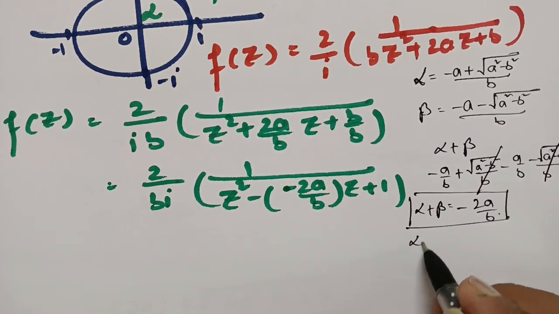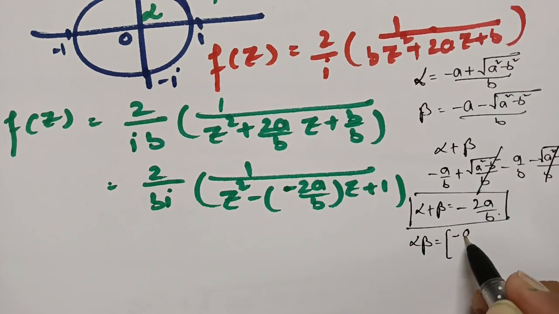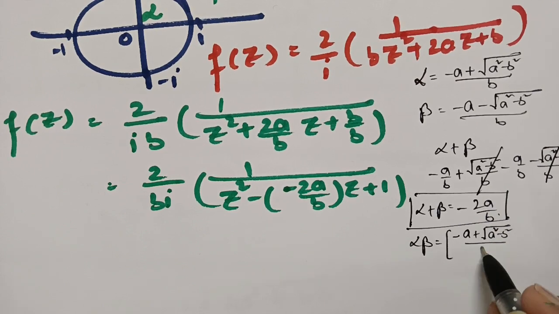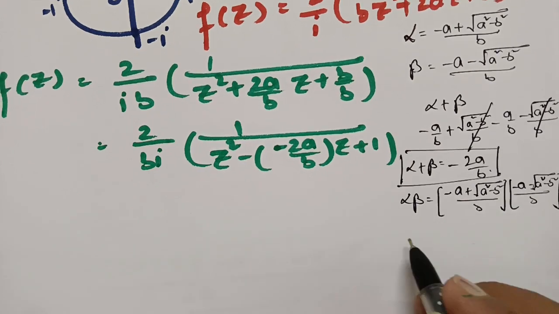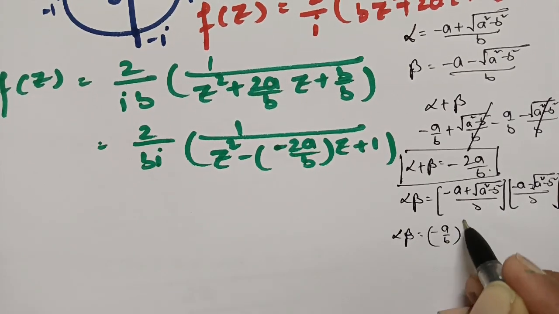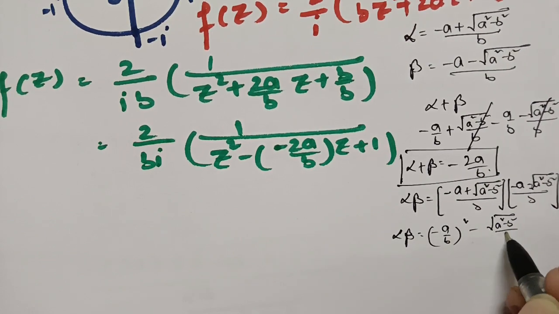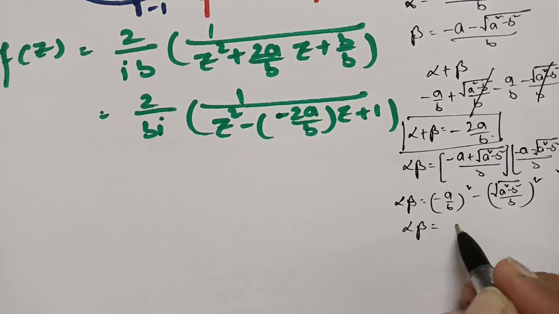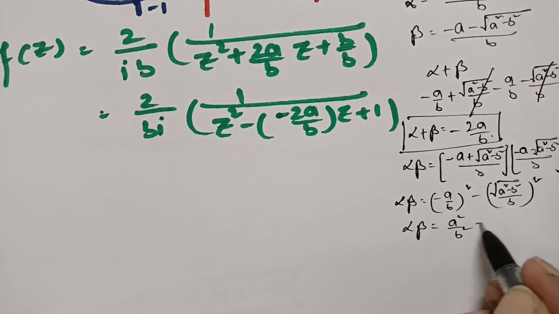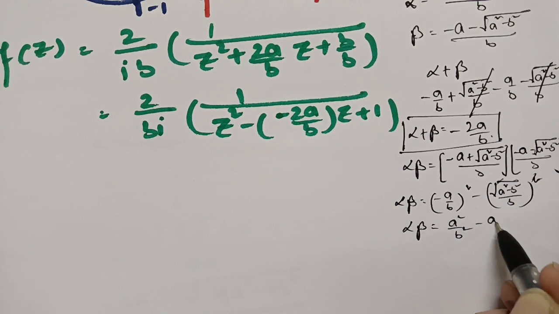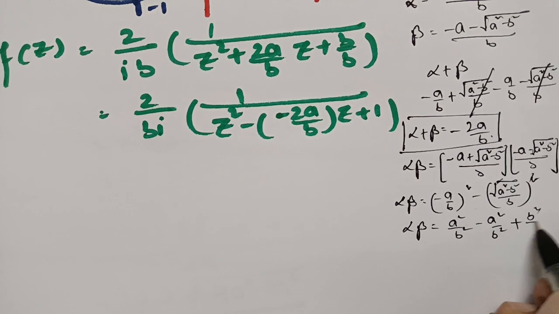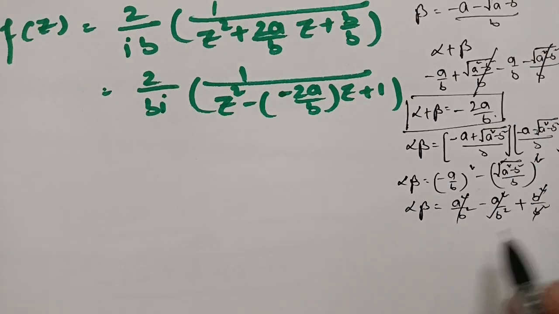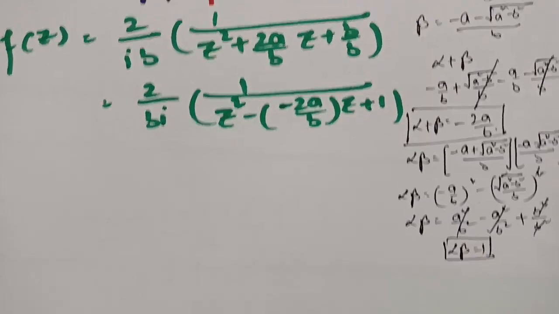And next, if I multiply alpha into beta, what is alpha? This is minus a plus root over a squared minus b squared by b, into beta, which is minus a minus root over a squared minus b squared by b. So this is a plus b into a minus b. So the alpha beta value is a squared, minus b squared, by b squared. If I cancel this root and square, this will be a squared by b squared minus of minus plus, so this value is b squared by b squared. Even if I cancel this one and this one also, we got alpha beta value equal to 1.